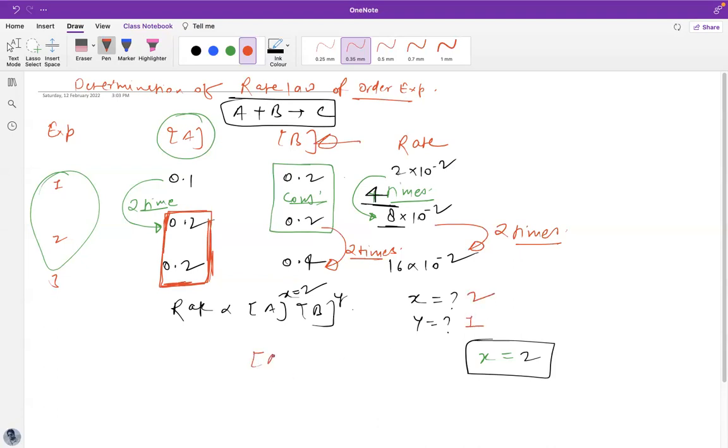So we can say A to the power 2, B to the power 1. That is, rate is equal to K[A]^2[B], and it is overall third order kinetics. Overall third order. Any doubt, please tell me. Again, listen. If you are going to check A, keep B constant. If you are going to check B, then keep A constant. Simple. Please tell me any doubt. Okay, take the screenshot and I can give you another question.